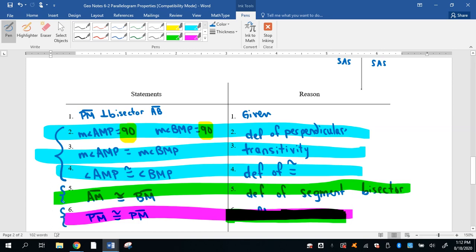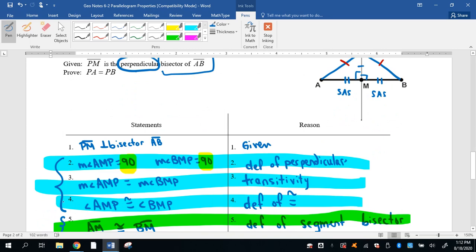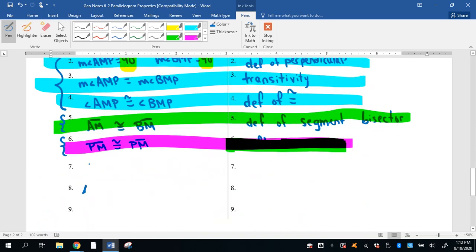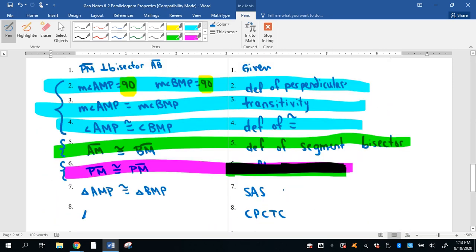Okay, now we are going to say that the 2 triangles are congruent by side angle side. So triangle AMP is congruent to triangle BMP by side angle side. Then by CPCTC, corresponding parts of congruent triangles are congruent. So then we'll say that those 2 segments, AP and BP, are congruent.